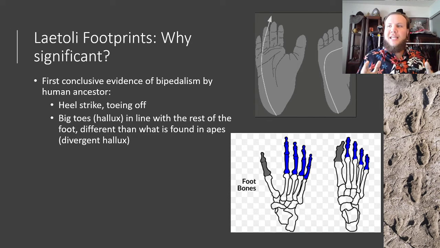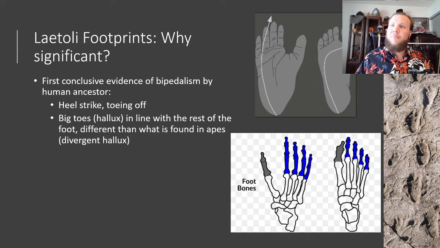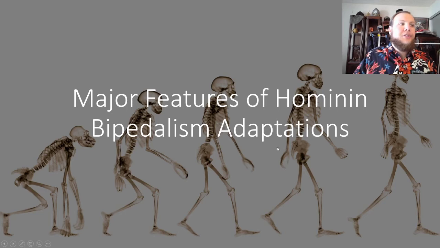And we can see this because in the Laetoli footprints the big toe, their hallux, is in line with the rest of their foot and not divergent like a hand, right? Most other primates have a divergent hallux on their feet for grasping. We don't have that. We have an inline big toe for propelling ourselves forward. So, briefly touched on that.